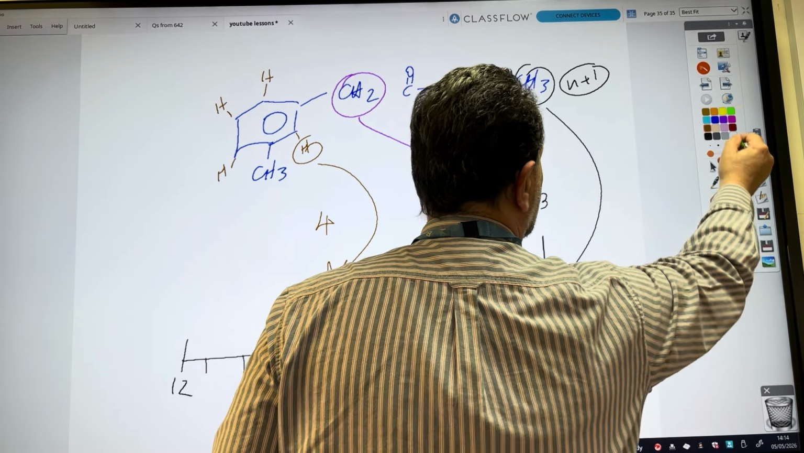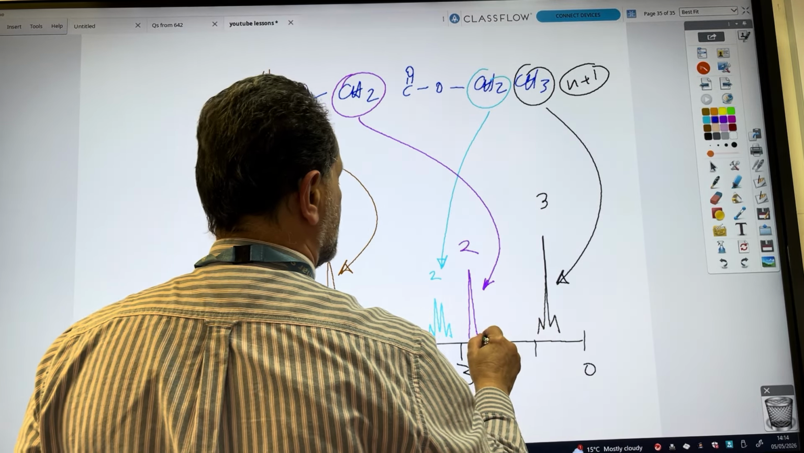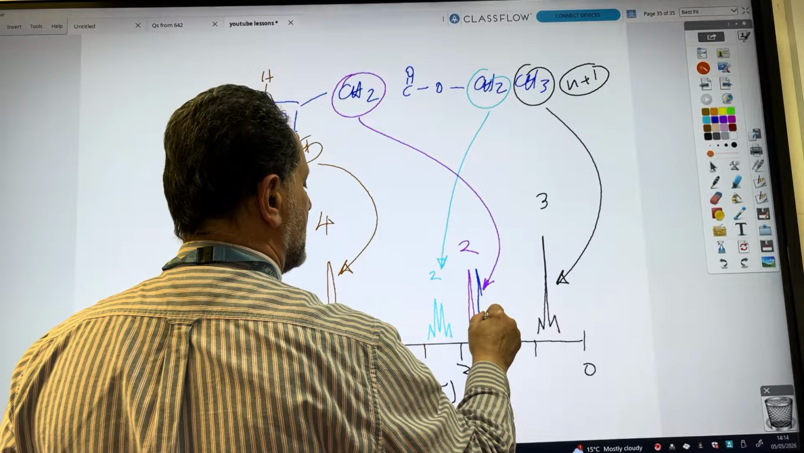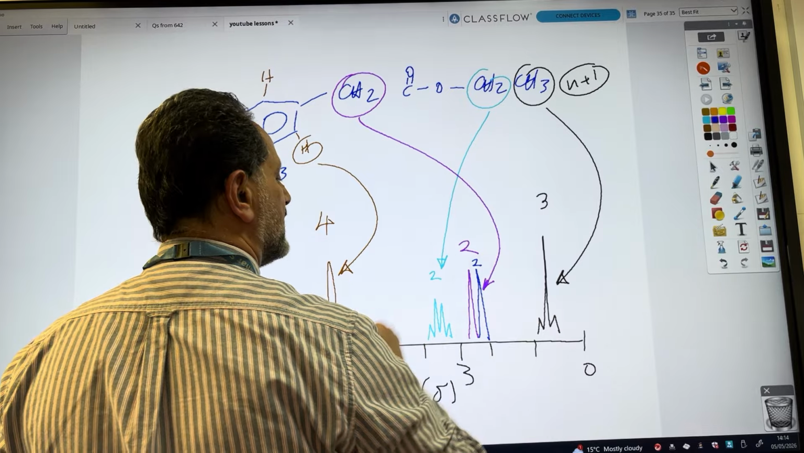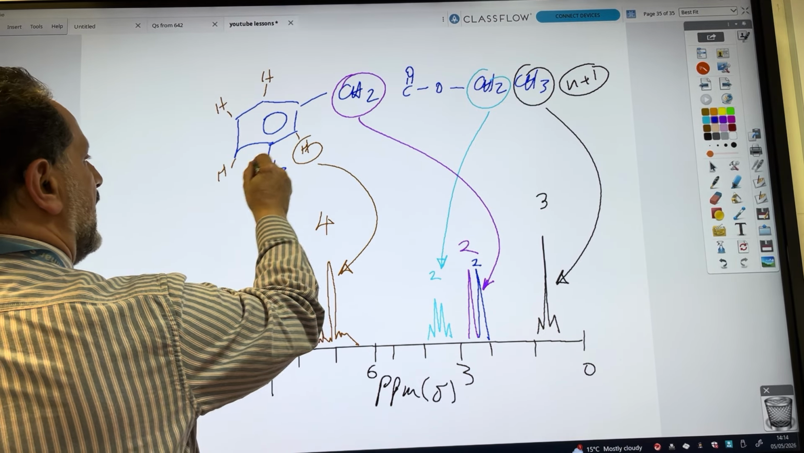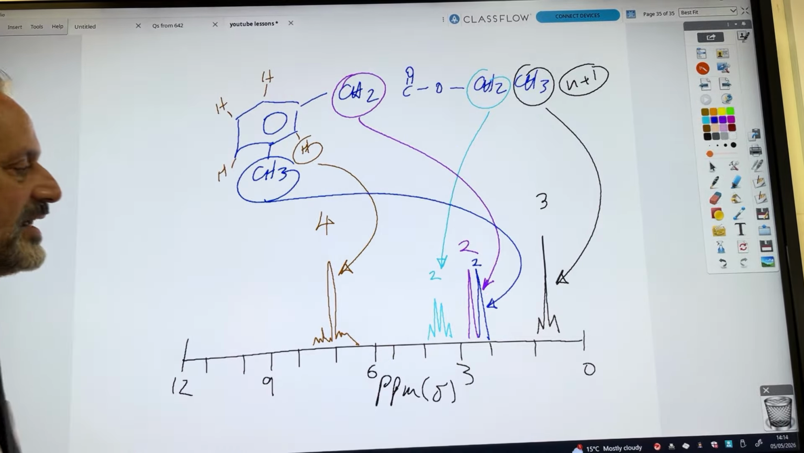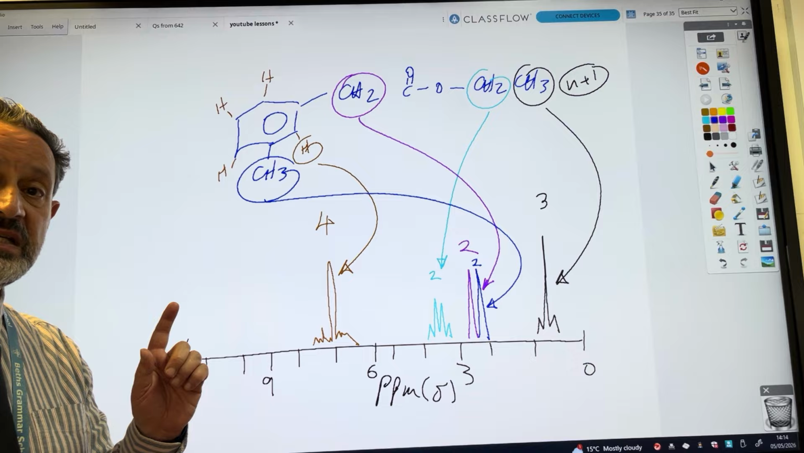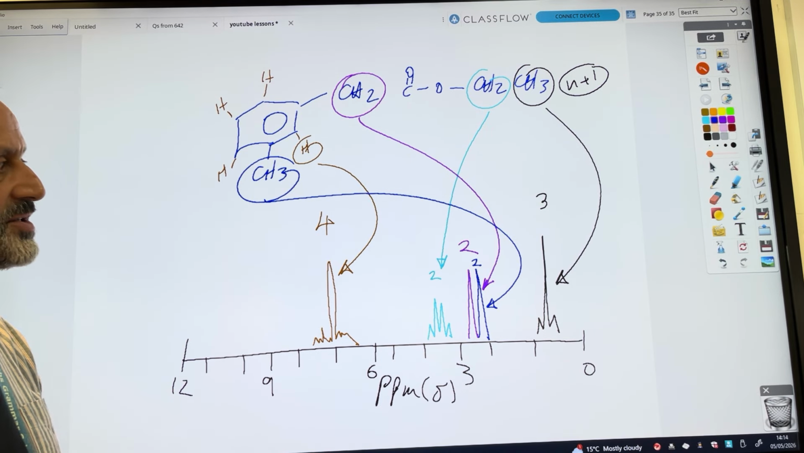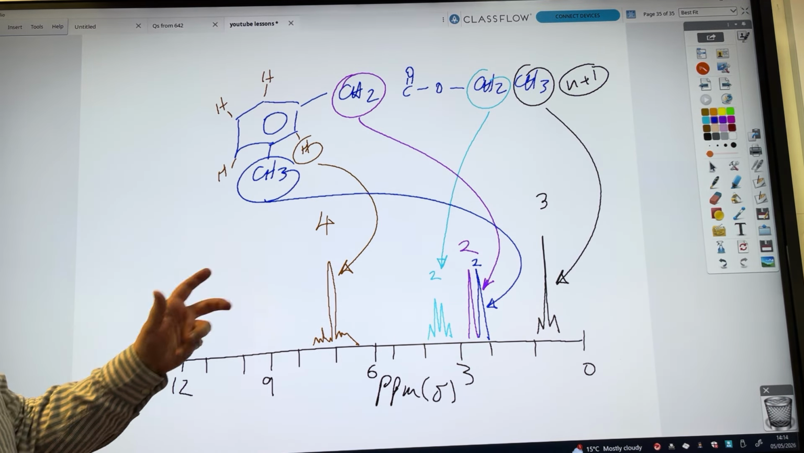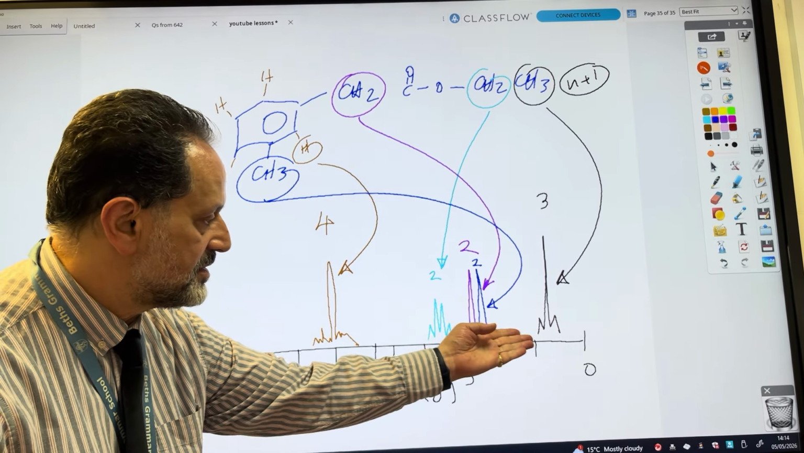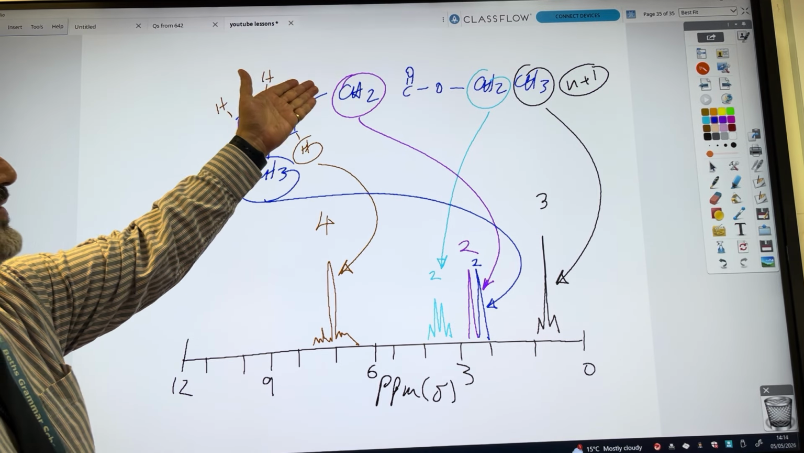We've already used that. Let's use another color. Yeah, something like that. And then you have another 2 over there. And then that's that. So that is as far as the proton NMR is concerned. Analysis of these. Usually what you have is this. You have to come up with that.